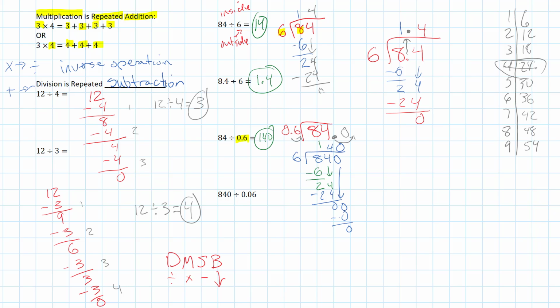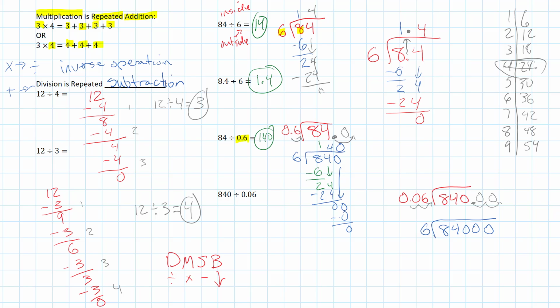Last but not least, 840. That's my first number, so it's going to go inside. The second number is going to be 0.06. That's going to go outside. And, oh man, that is bothering me so much. I really do not like having so many decimal places. So I'm going to take this decimal, and I'm going to move it over 2 times. And this 840, I'm going to have to move that over 2 times as well.